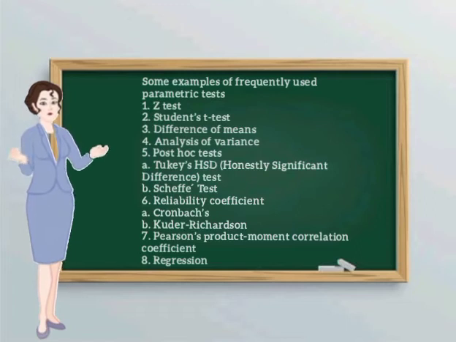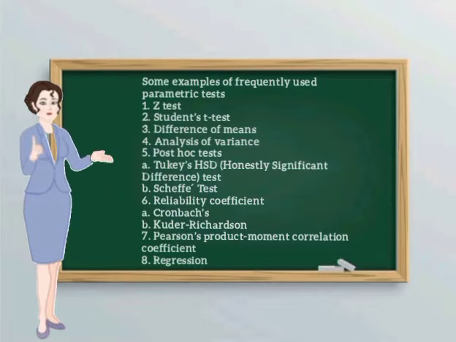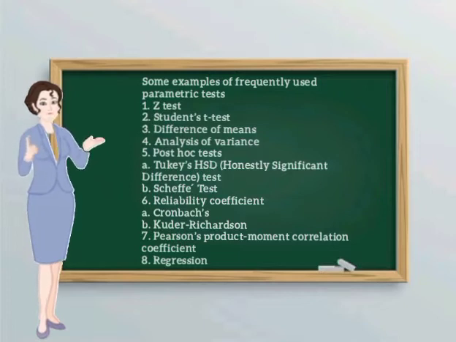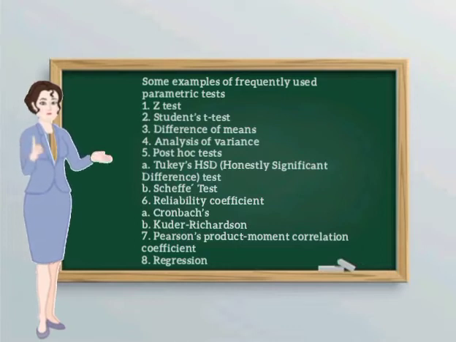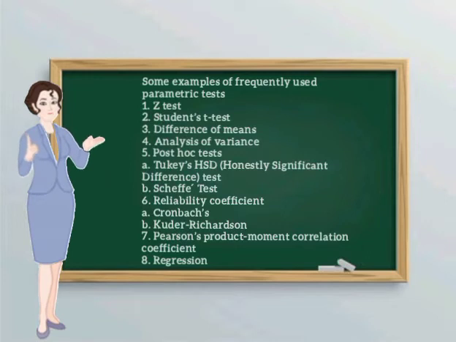3. Difference of means. A commonly used statistical test which utilizes the t-statistic, and which determines if the statistical difference between the mean scores of two groups is significant. 4. Analysis of variance, a statistical test which represents an extension of the difference of means test. It utilizes the F-statistic, and it tests for differences among the means of more than two samples or groups.